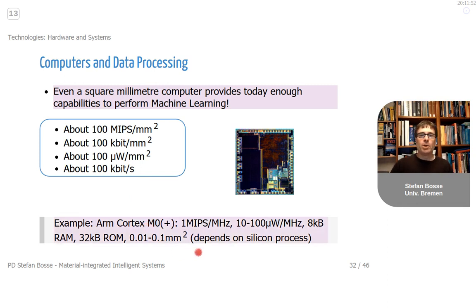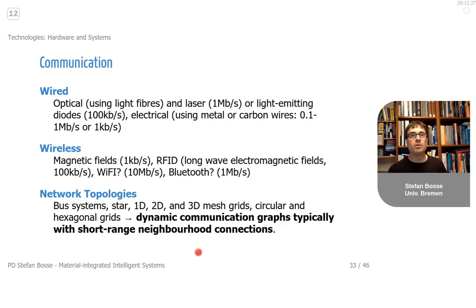So here's an example we are already using in our research group, the ARM Cortex M0 Plus: 1 MIPS per megahertz, typically clocked with 60 megahertz, about 10 to 100 microwatt per megahertz, depending on the silicon process, 8 kilobyte RAM, 32 kilobyte ROM, and it is very tiny, 0.01 up to 0.1 square millimeter, again depending on the silicon process. So it's well suited for material integration.